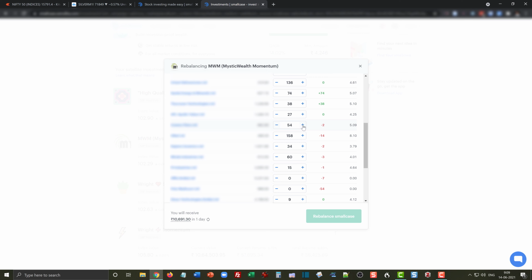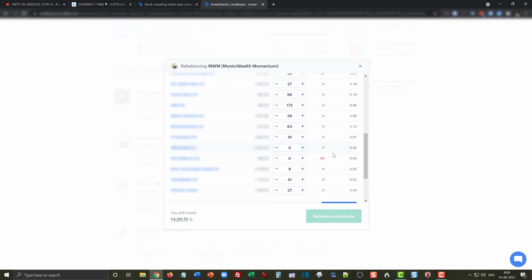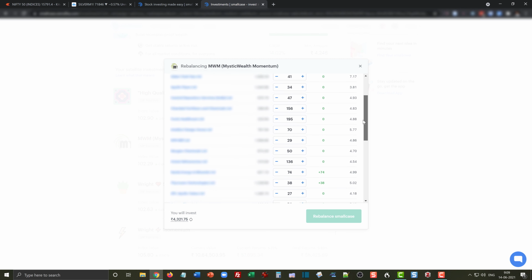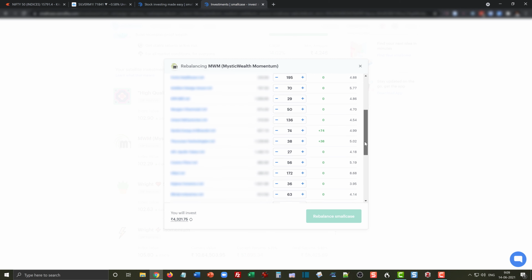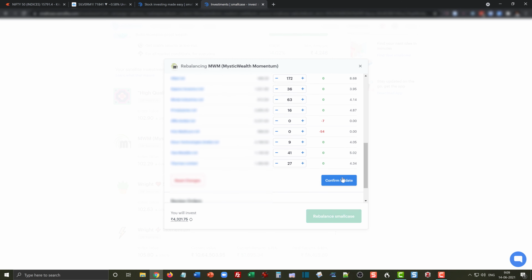Now let us similarly change the sell orders so that these orders are not processed. So here we have again changed these orders, and now we again have the two stocks which he wants us to sell, and here we have two stocks which he wants us to buy. So here is what we have, and now we will confirm the update.